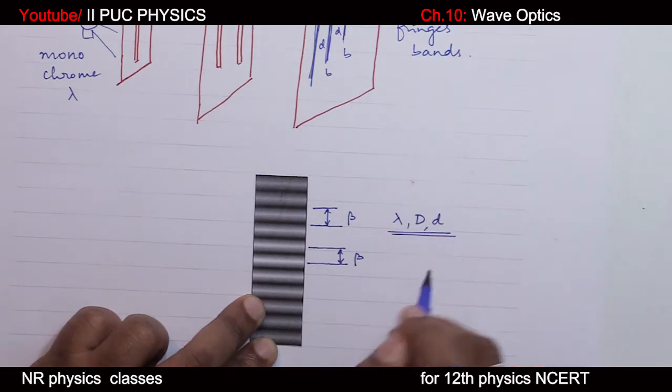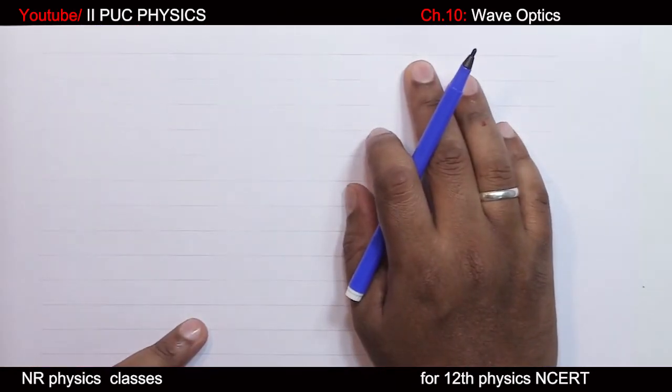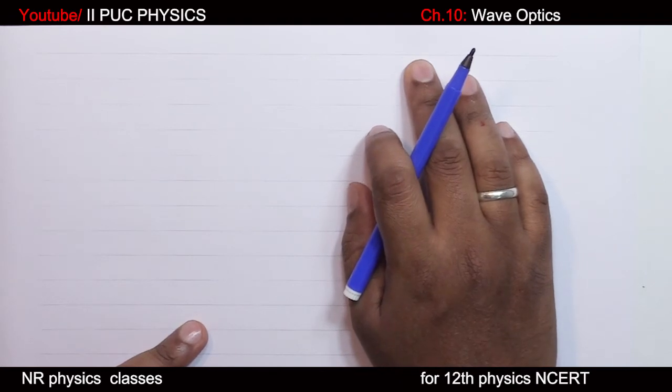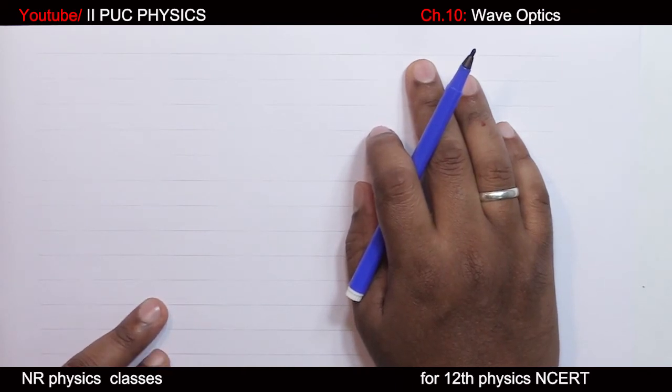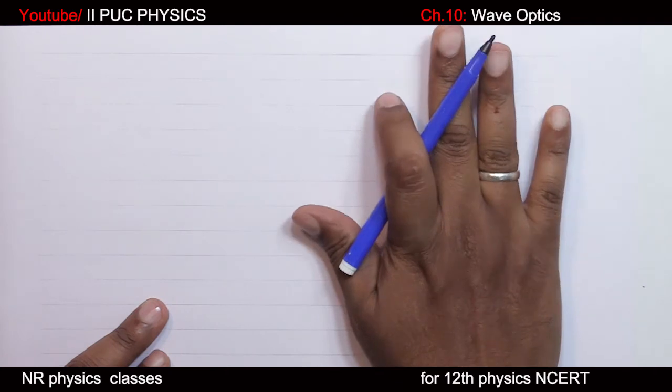Okay. Expression for fringe width. This is for a 3 mark, 4 mark or 5 mark question. Derive an expression for fringe width in Young's double slit experiment. This is one of the methods to derive the expression.